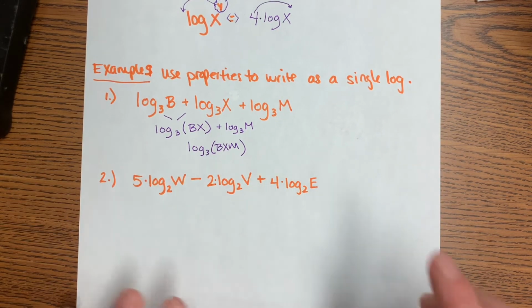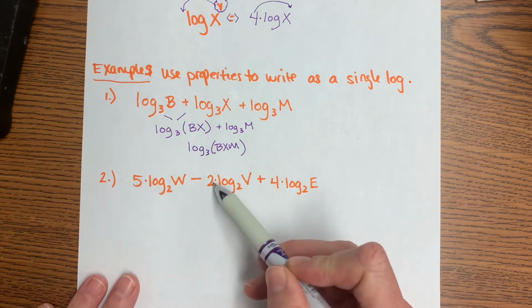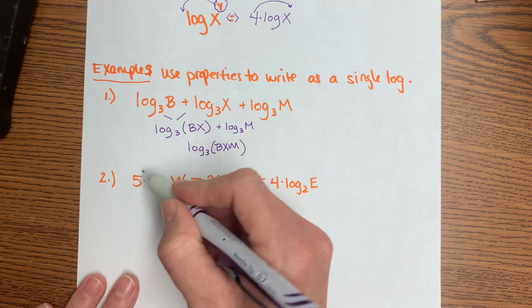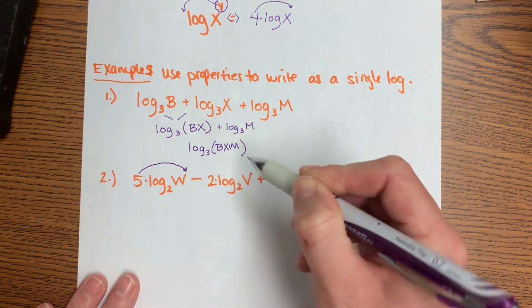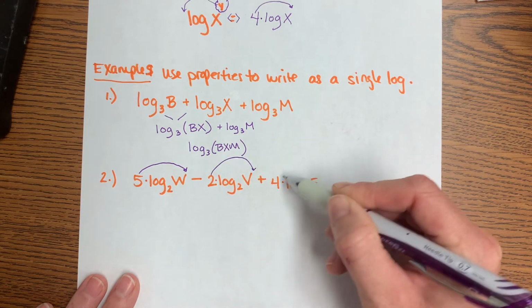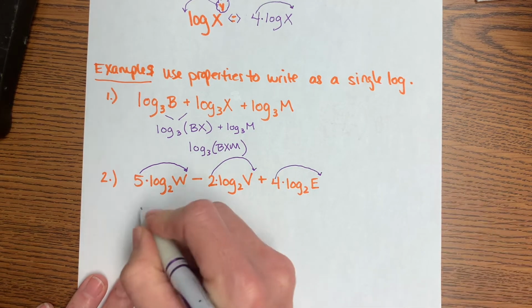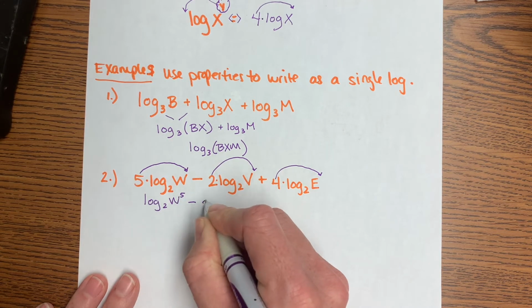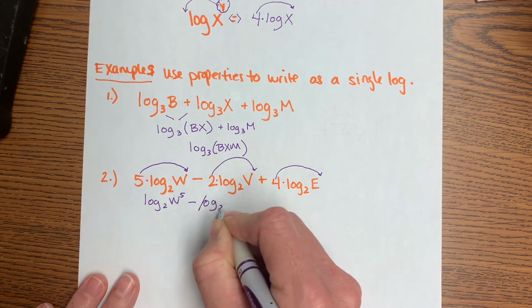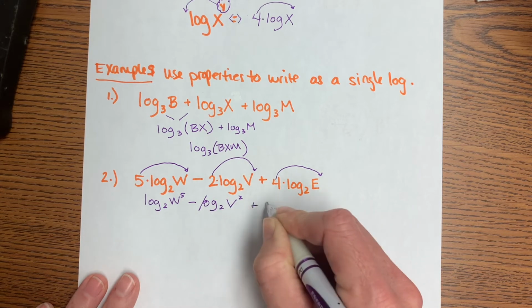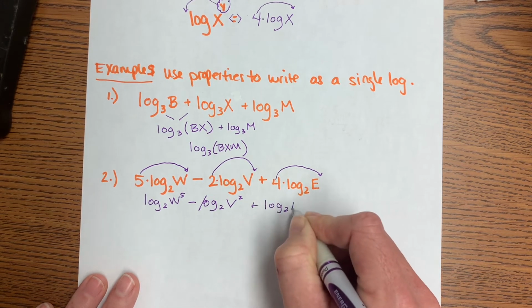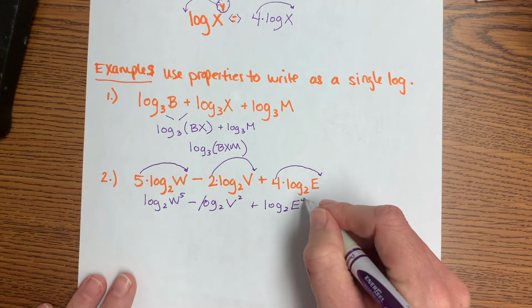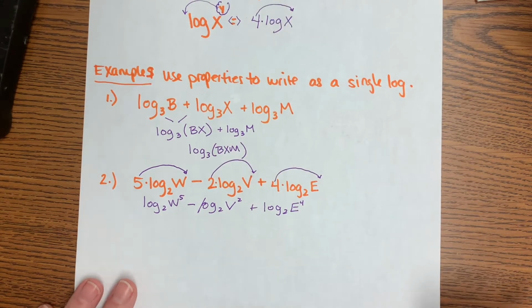This guy. Same idea, but these have multipliers in front, so I actually have to use my flying power property to put them up first. So I'm going to fly all the numbers from the front up to the exponents. So that gives me log base 2 of v squared and log. All the bases match, so I'm allowed to use my properties. So I can use those rules from above.